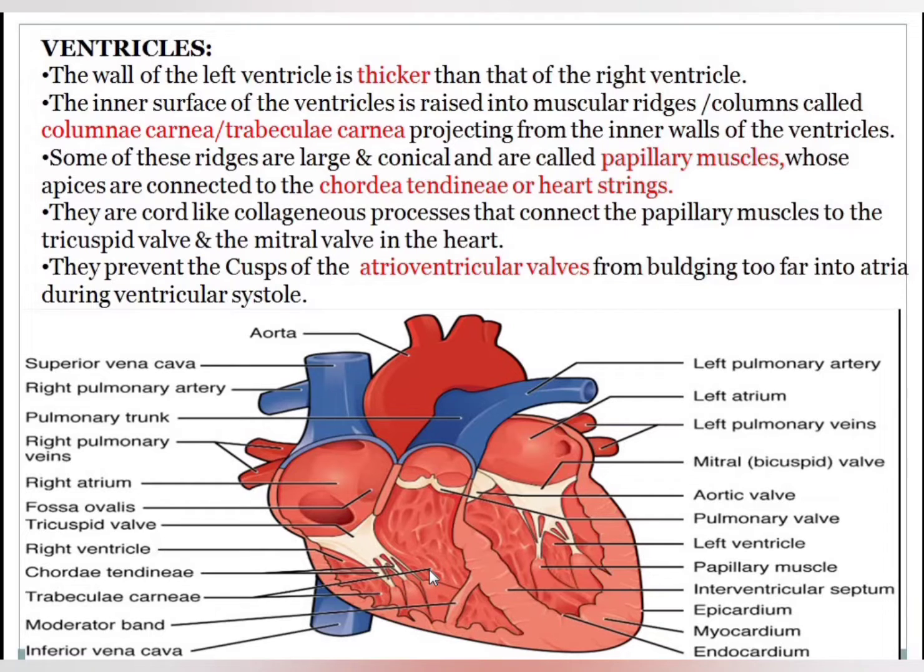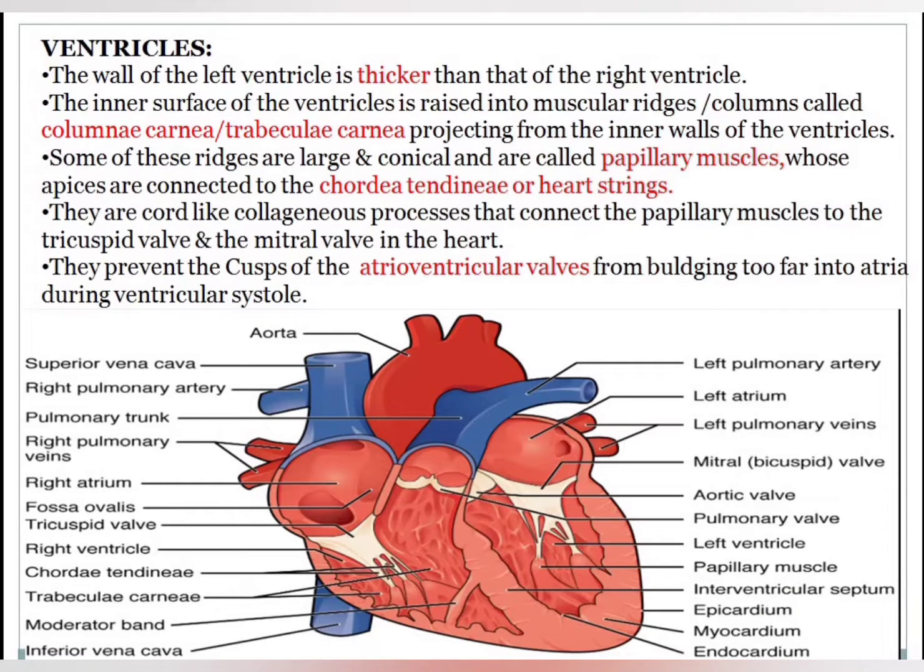These muscles, see this one and this one, are muscular, so they are called trabeculae corneae or columnae corneae, which are attached to some of the ridges. Some are large, some are small, some are conical, with uneven shapes. These are called the papillary muscles, which are attached to the columnae corneae.